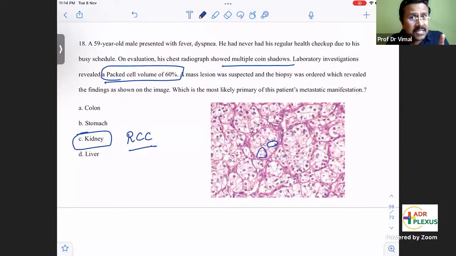RCC has a high propensity for vascular invasion. It can invade the renal vein, the inferior vena cava, and can reach up to the right atrium. RCC also has a high propensity for metastasis to unusual sites, like small bones of the hands and feet, head and neck, and skin over the face. Another important MCQ: what is Stauffer syndrome? It is non-metastatic liver dysfunction occurring in renal cell carcinoma. So these are some of the MCQs.